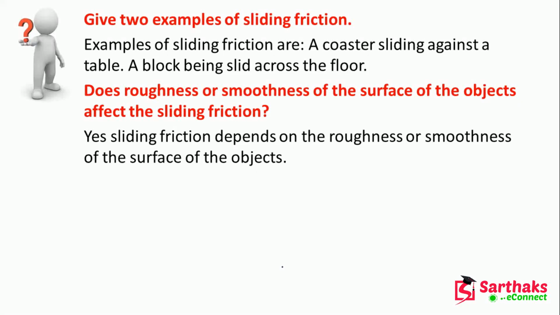Now next question: does roughness or smoothness of the surface of the objects affect the sliding friction? The answer is from the slide I have given you. Yes, sliding friction depends on the roughness or smoothness of the surface of the object. I have given you the example of brick and one very smooth wood block.